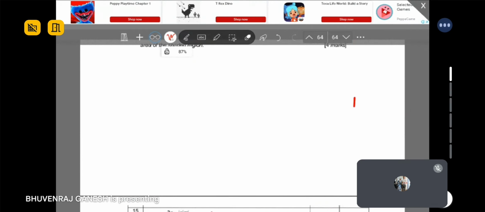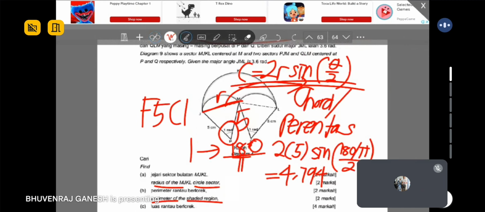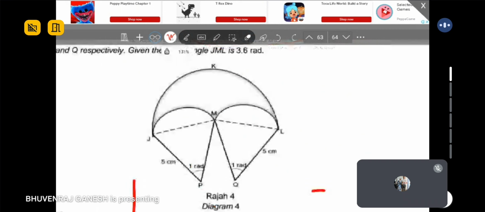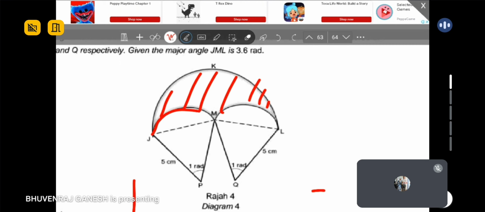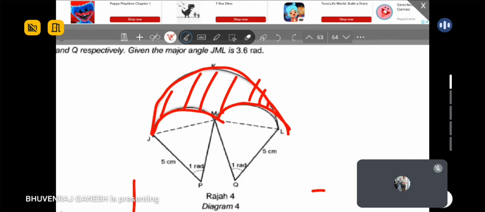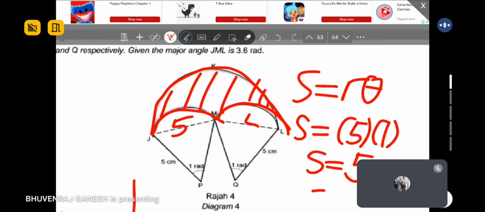Okay, it's very simple. So now question B. They ask you to find the perimeter of the shaded region. Perimeter kawasan berlorek, yang atas. This is the shaded region. So now you must find this one, and also this one. Basically kamu kena cari semua panjang lengkok. You must find all the lengths of arc. So guys, S equal to r theta. For this one, S equal to pi. So this is 5 cm, this is 5 cm.